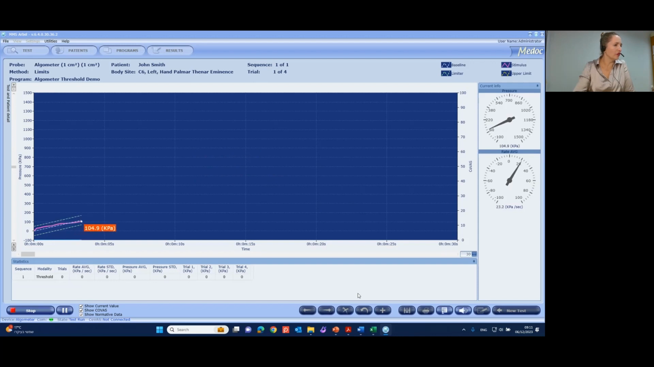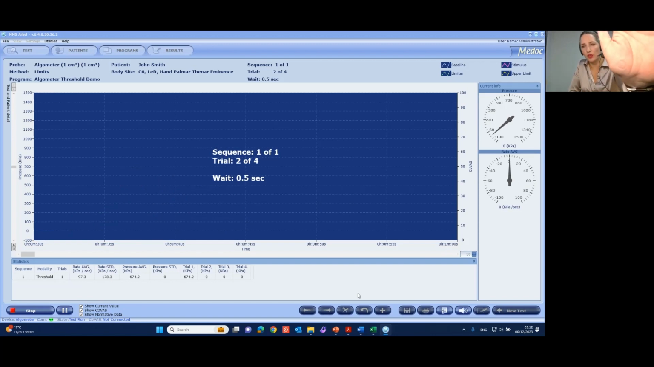And this is the pressure that I am exerting. So if I put more pressure, it would look like this, or less pressure, it looks like this. So you can see that it's very responsive to whatever I'm doing. Let's do it again.